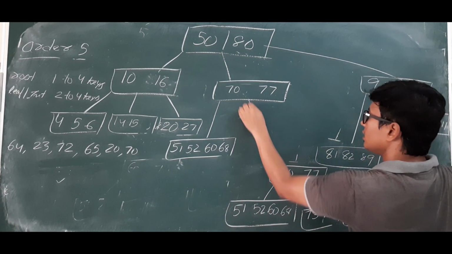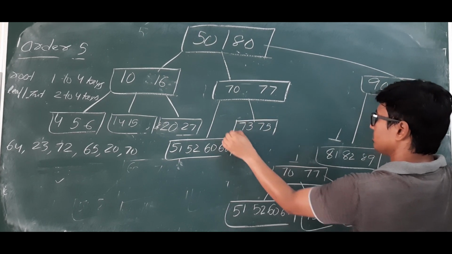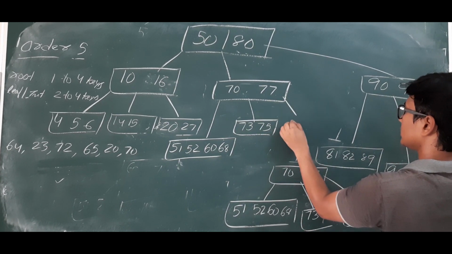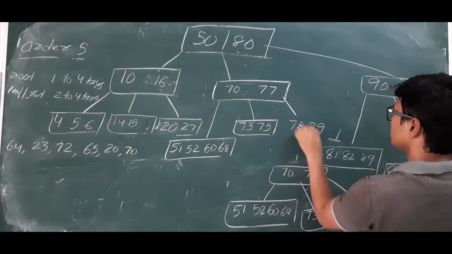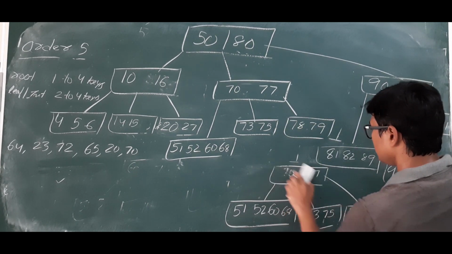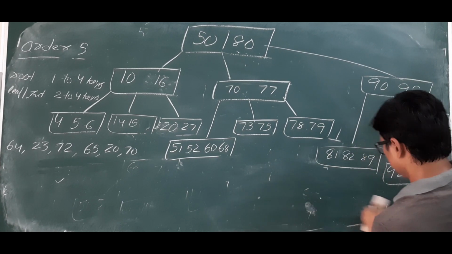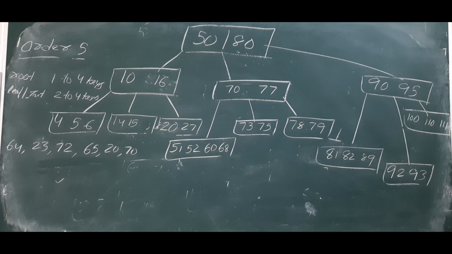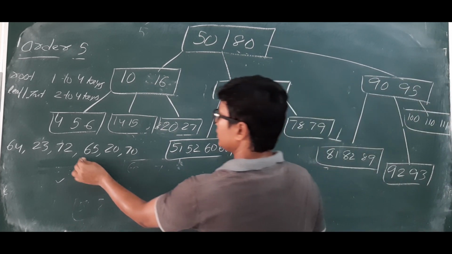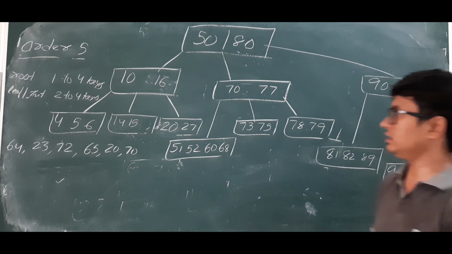So we will construct this one. 73, 75 you have, and then you have 78 and 79. So I will erase this one. Everything we have written. Sorry. Okay, so now come to this. We have deleted up to 65. Now I want to delete 20. Where is the 20? Is there 20?